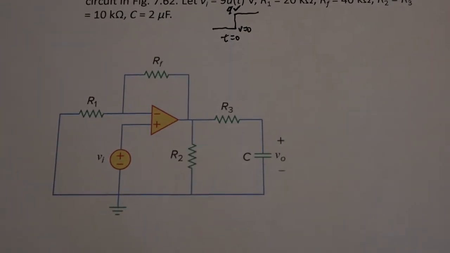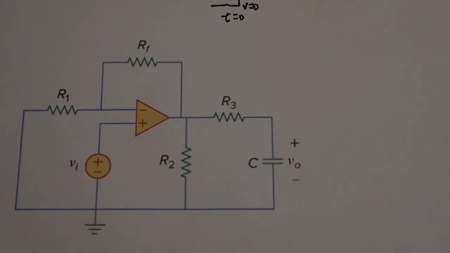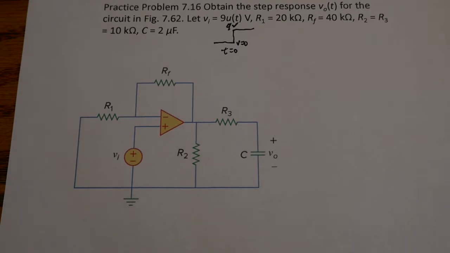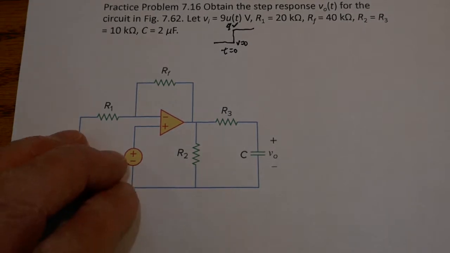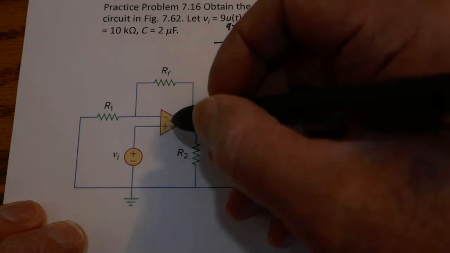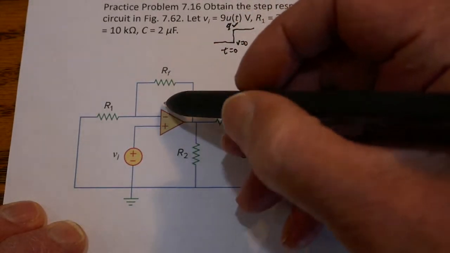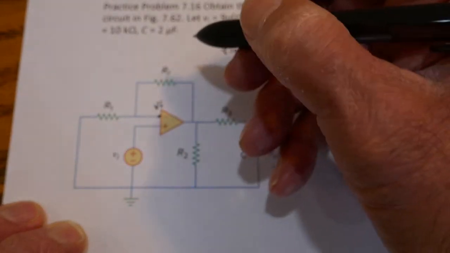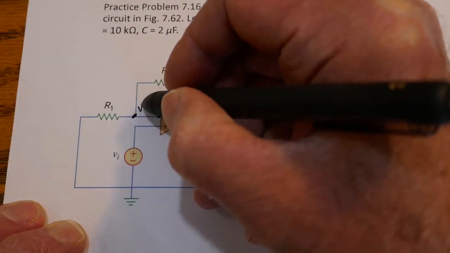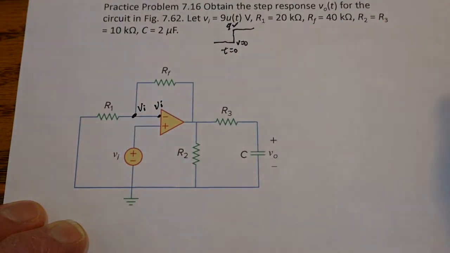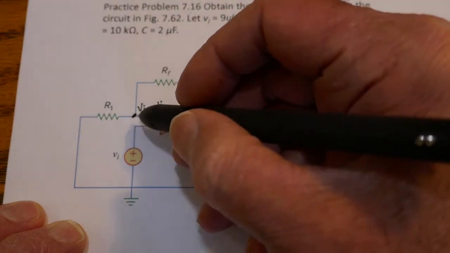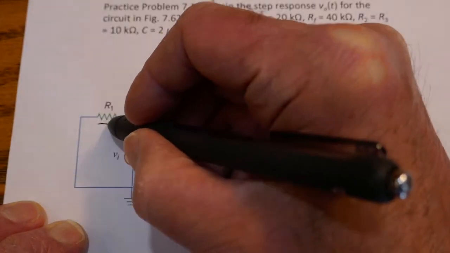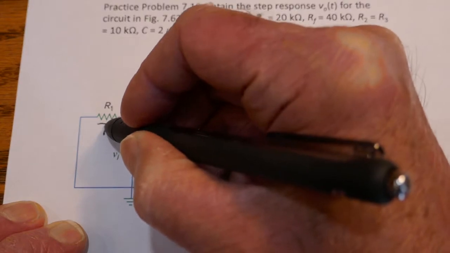So the question is, how do we analyze the circuit? First of all, we look at the op amp, and we see that it's connected on the plus side to V sub I. That means the same voltage here on the minus side, or this point, is V sub I. Now we know what VI is, again, that's the 9 u(t). So we can get the current through this resistor. We'll call that I1.